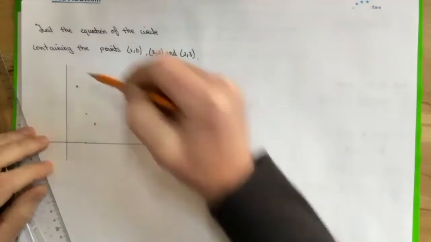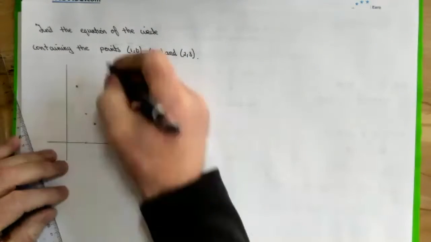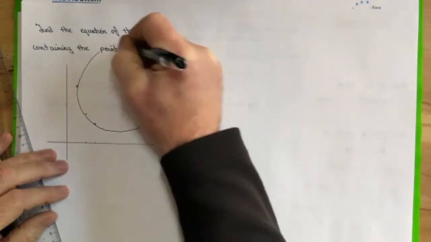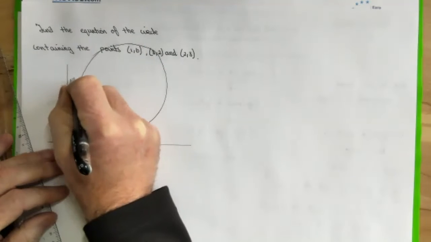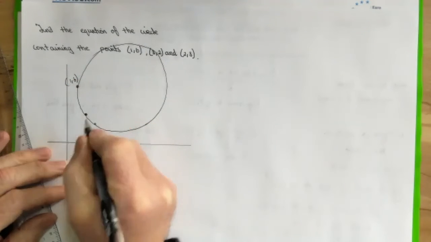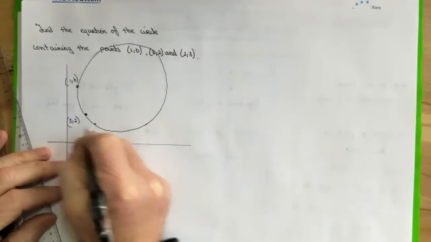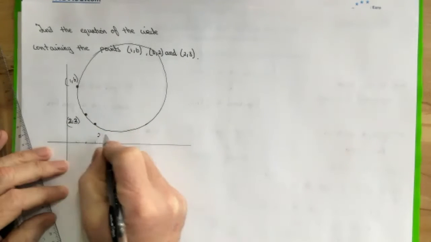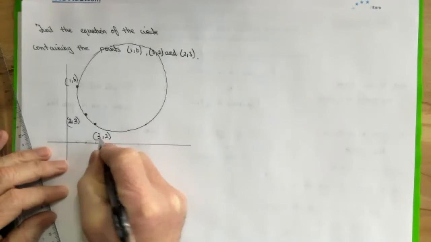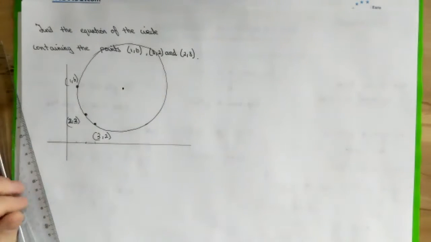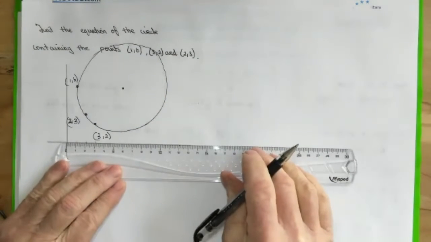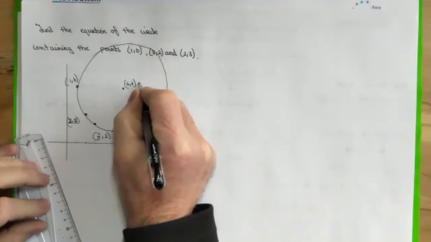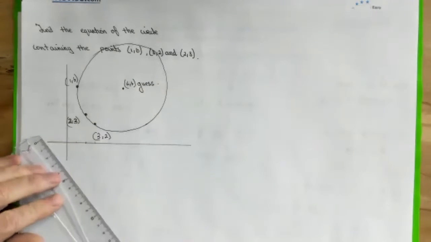All right, so that's only a rough diagram. That could be the circle, roughly something like so. The point (1, 6), the point (3, 2), and the point (2, 3) are on the circle. I'm saying the center is around there. So I'm saying the center is in and about (6, 6), a guess. That's what it would look like.